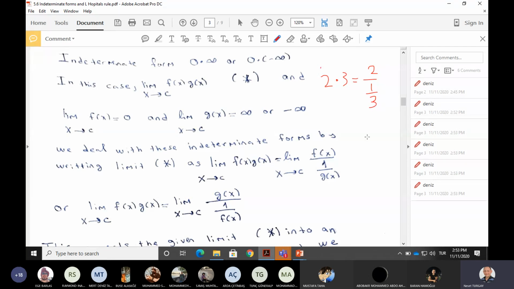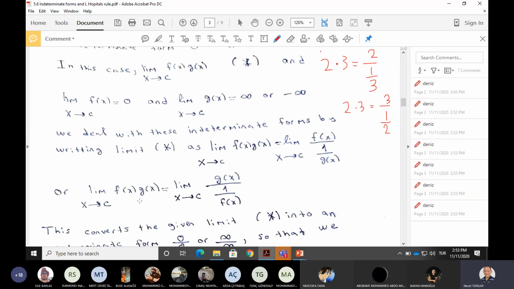Do you agree with me? Yes, sir. It's clear. Yeah, you can also write this as 3 over 1 over 2. So whatever the idea is here, the idea is the same here. And why we are doing this, I will tell you now.